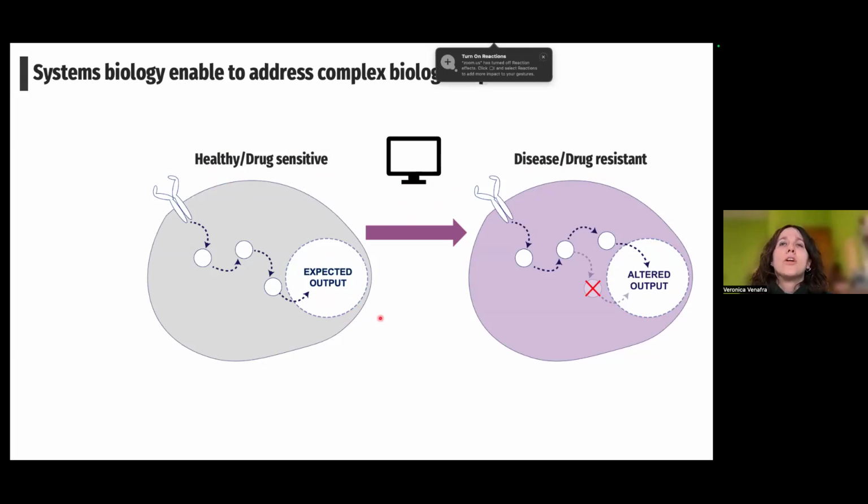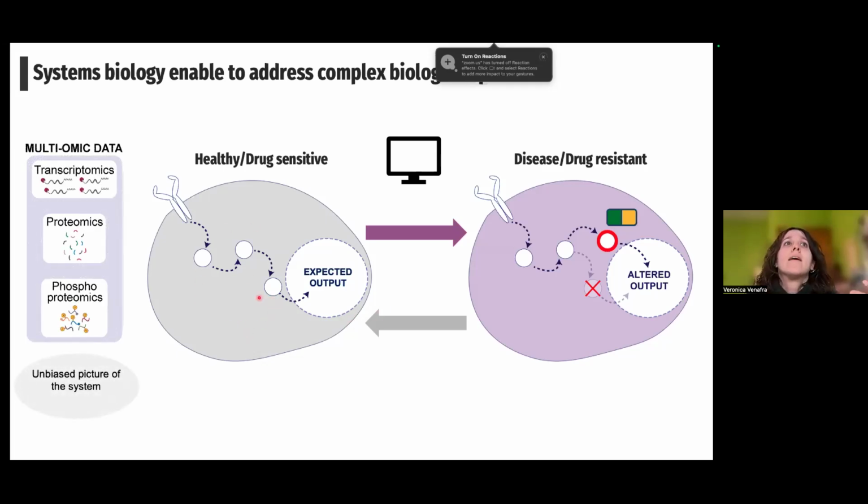In this computational model, we reconstruct the molecular mechanisms leading to the expected and the altered output, and we can compare the topology of these models to identify some topological differences that may represent some points of intervention that can help us to restore the normal function of cells or restore drug sensitivity. To build this network, we can exploit multi-omics data, which will provide an unbiased picture of the system.